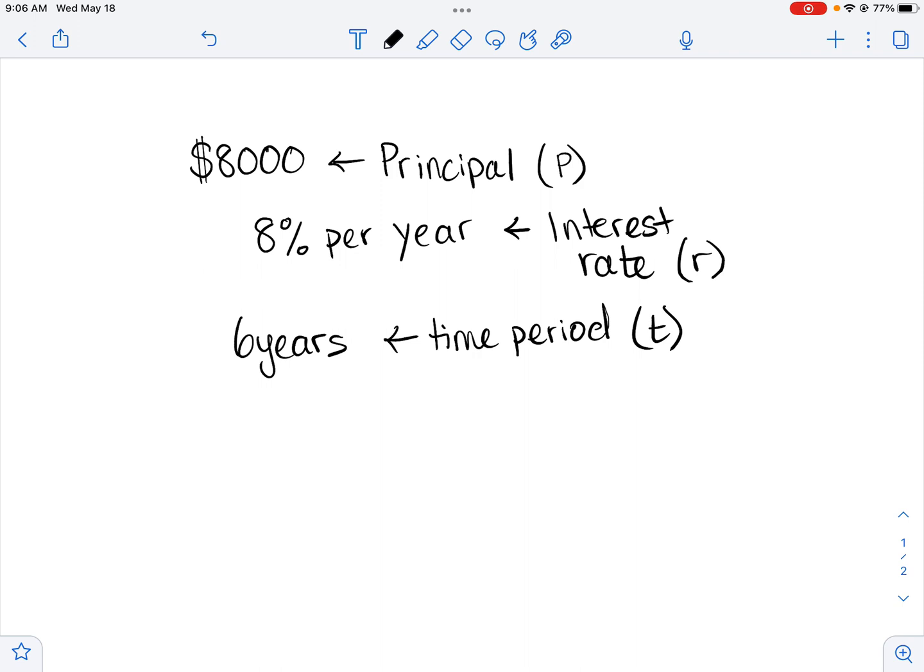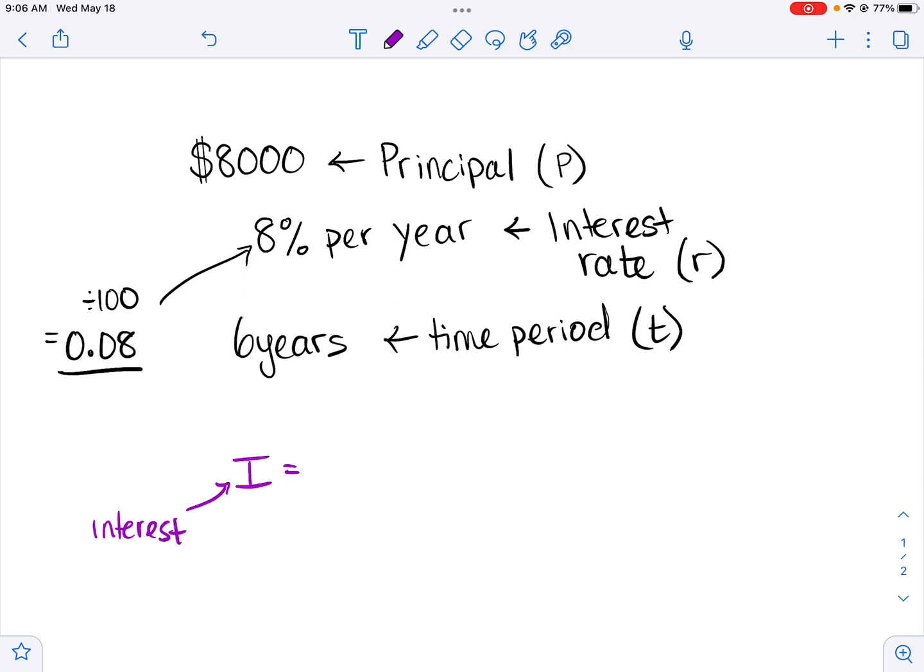And all together, we're going to try to find out how much interest you make. So basically, you want to turn your percent into a decimal. So this guy right here, if we want to turn that into a decimal, we just divide it by 100. So it would be 0.08. And if we want to calculate the amount of interest, I'm going to use I for interest. So the I represents interest.